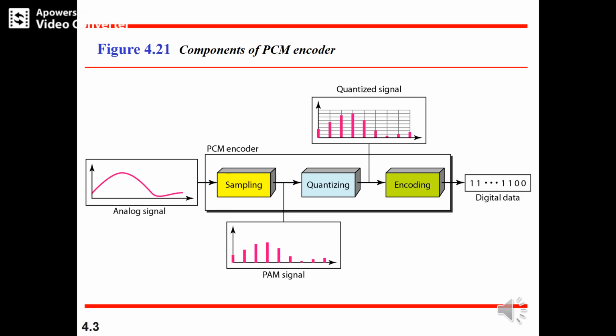That means the filtering should ensure that we do not distort the actual signal. So these are the components of PCM. Here we can observe that the analog signal is given as input to the PCM encoder, and the final output is the digital data. Within the PCM encoder block, there are 3 process steps: first sampling, after that quantization, and the last one encoding. The PAM signal is nothing but the pulse amplitude modulation signal.